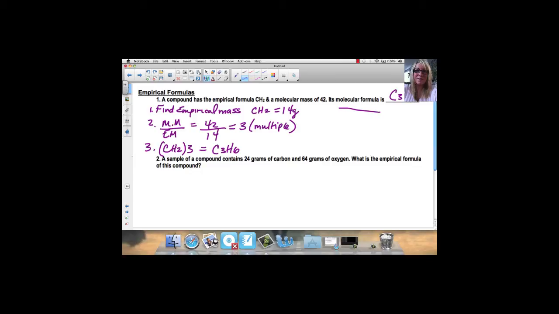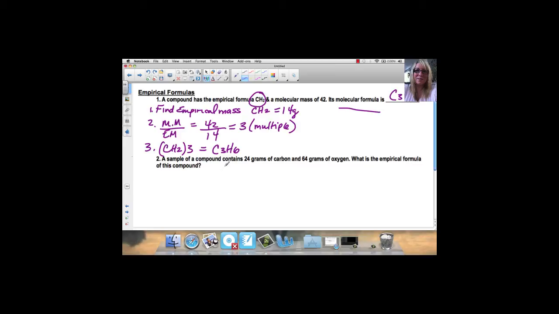So find your empirical mass. That's whatever they gave you in here. Find the mass of that. Divide the larger number by the smaller number, so that's going to be molecular by empirical to get a whole number. And then multiply that back across the empirical formula to get the molecular.